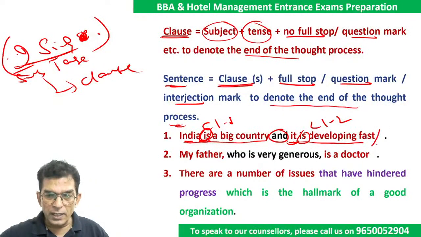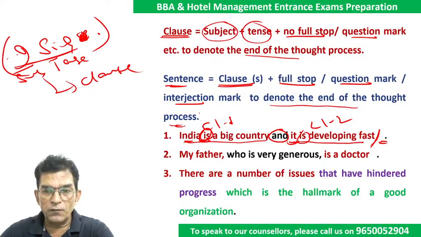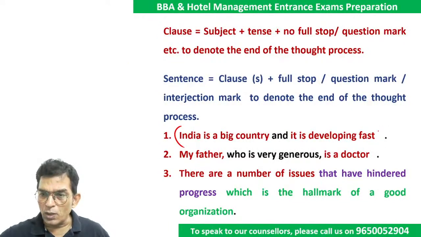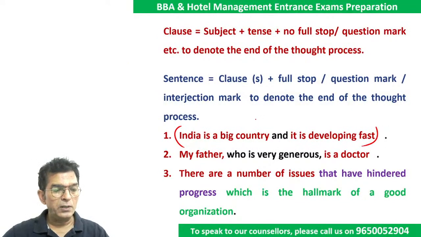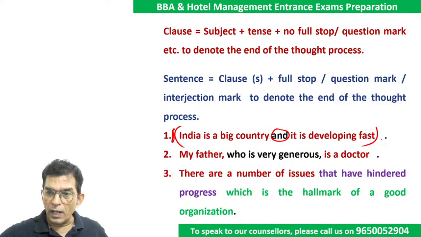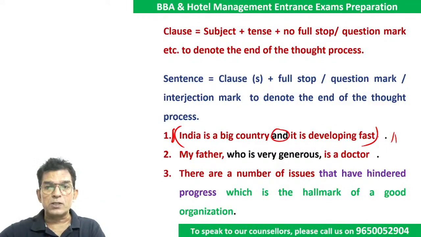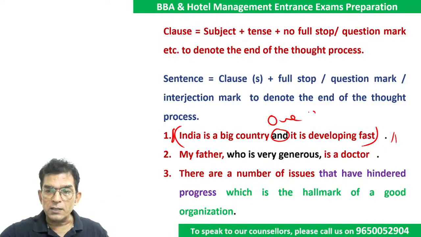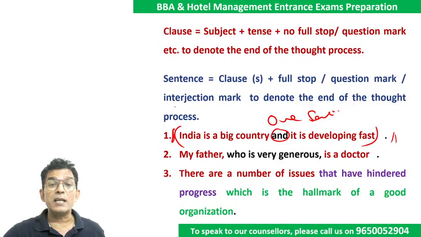And see, till here, within the full stop, you must be noticing we have two clauses joined by a conjunction. But if you take it from India and go till after the full stop, it is one sentence. A sentence can have multiple clauses.